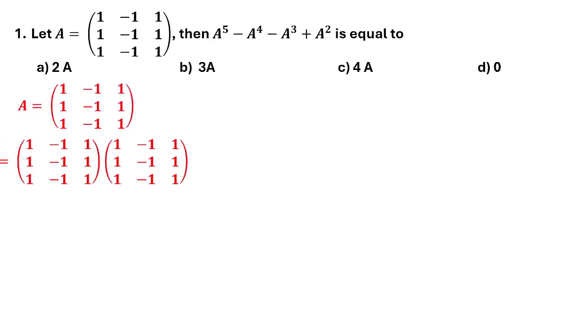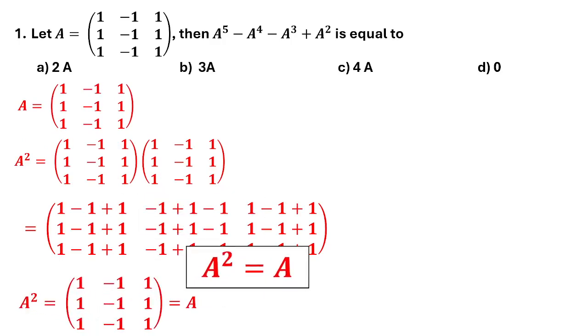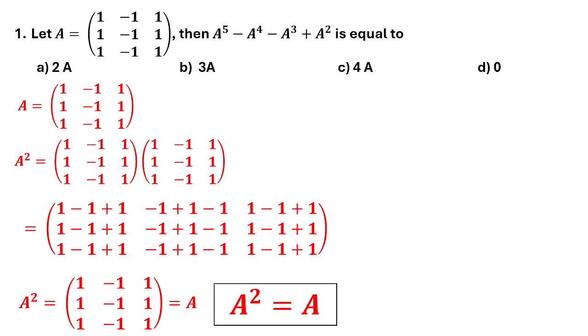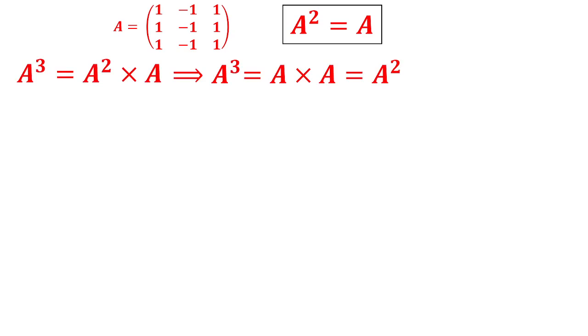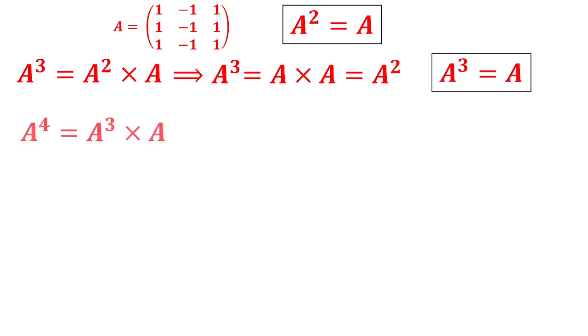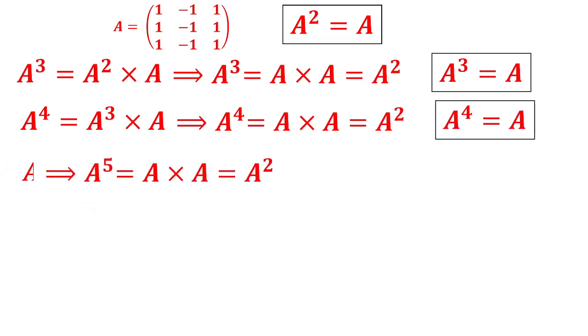I am given A, and I am finding what A square is. I am surprised to know that A square is the same as A. Therefore, let me continue my idea. A cube is A square into A, which is once again A into A, which is A square, which is once again A. Similarly, A power 4 is A into A square, therefore it is also A. A power 5 is also A.